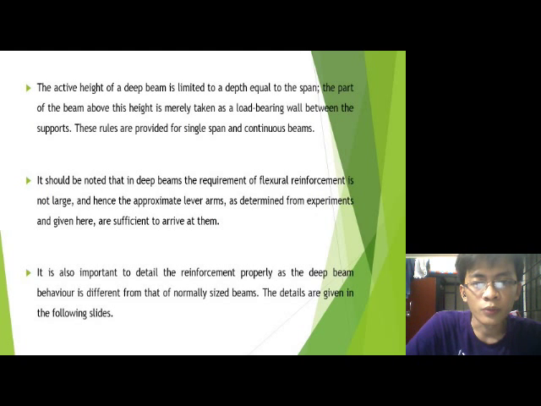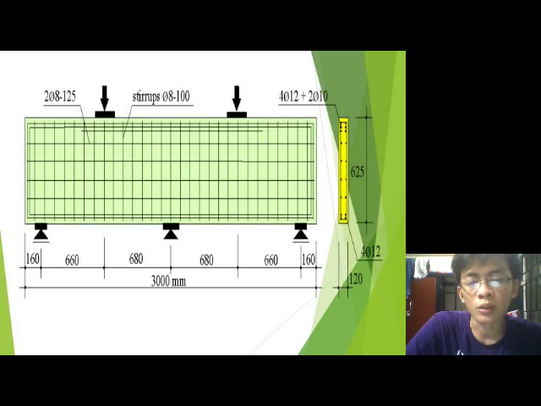The active height of the beam is limited to a depth equal to the span. A part of the beam above this height is merely taken as a load-bearing wall between the supports. These rules are provided for both simply supported beams and continuous beams. It should also be noted that in these beams the requirement of flexural reinforcement is not large, and it is also important to detail the reinforcement properly, as the beam's behavior is different from that of normal sized beams. And the details of the reinforcement are given below.